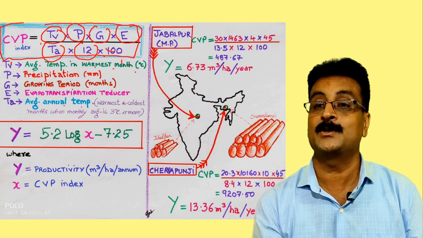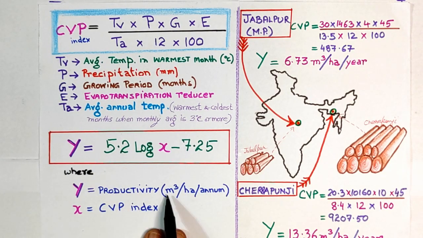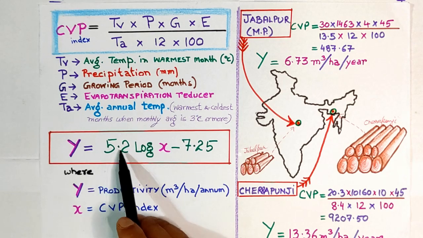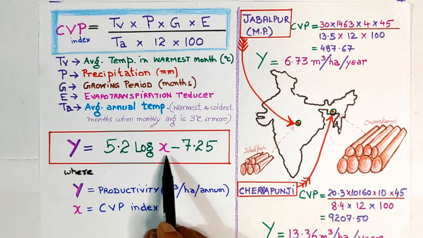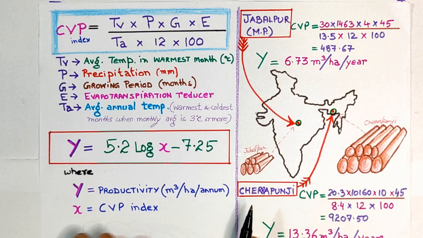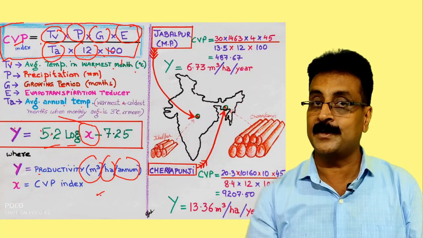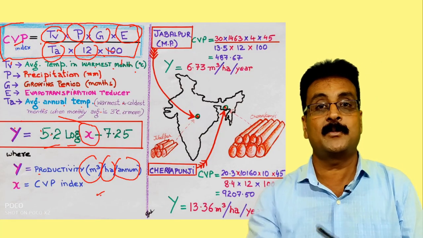Now the formula of potential productivity is Y. Y is the productivity in cubic meters per hectare per annum, equal to 5.2 log X minus 7.25. What is X? X is the CVP index. So we'll get the productivity that we foresters are interested in. What is the potential productivity of the site?